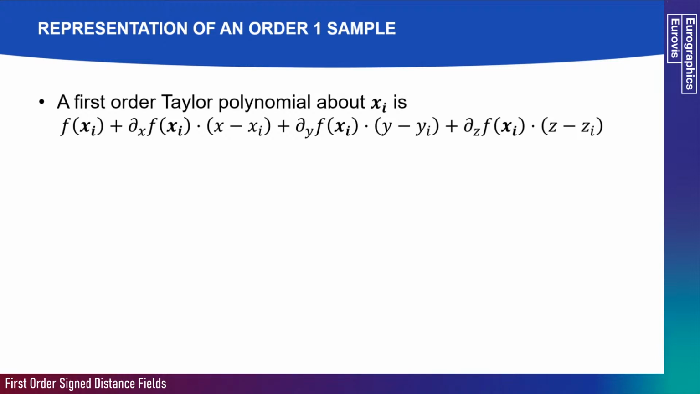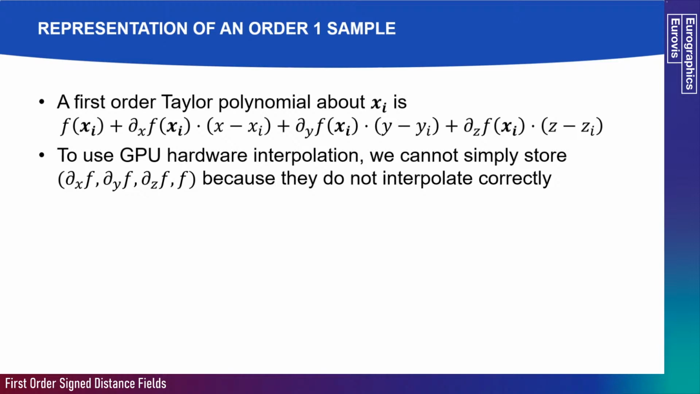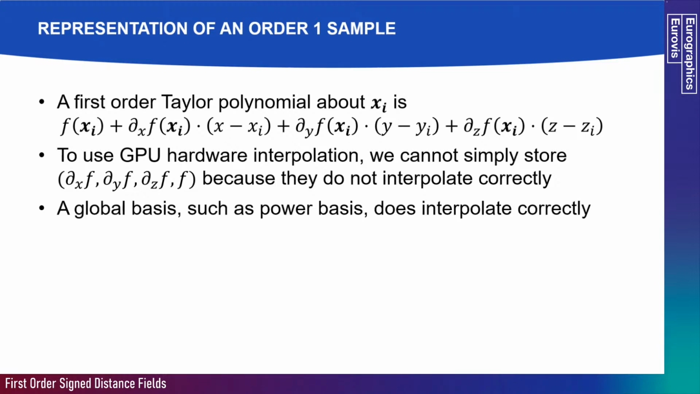We also want to use the hardware filtering to simplify computations. That requires a basis where evaluation is invariant under the barycentric combination of coefficients. Simply storing the distance values and the partial derivatives separately does not satisfy this. Evaluating such hardware-interpolated Hermite coefficients does not yield the same result as interpolation of the separately evaluated approximations. You can find some extra slides at the end of this presentation. But for now, all we need to see is that the global bases do interpolate correctly.